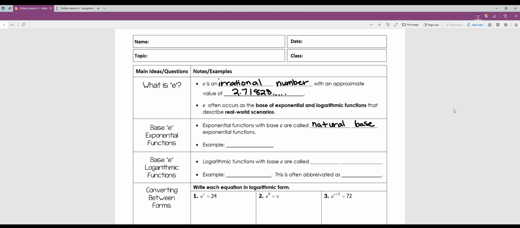And so an example of that would be a function of e to the x power. That's an example of a natural base with our e functions. And then our logarithmic functions are called natural logs. And an example of that would be log base e of x, but we can abbreviate it with ln of x, or natural log of x. So these mean the same thing. Log base e of x and ln, natural log of x, mean the same thing.